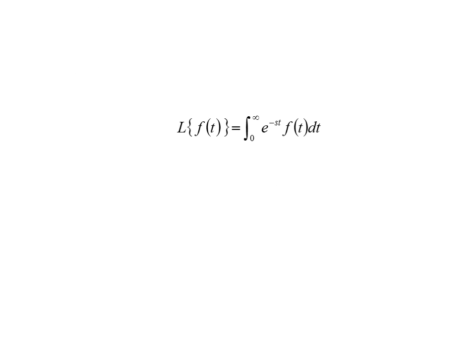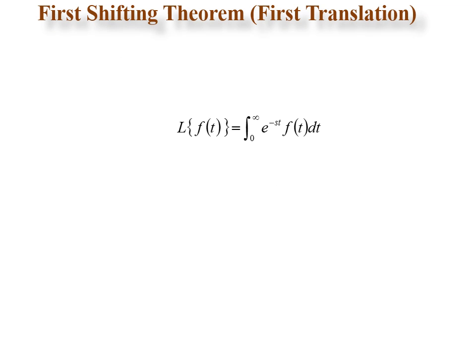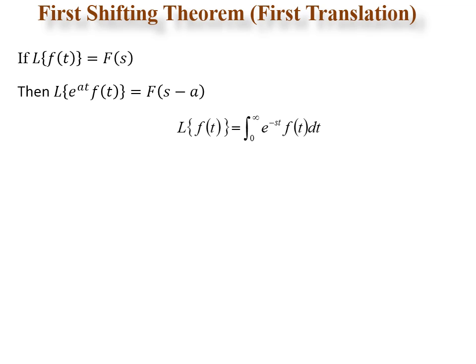Now in this section we will see another property of the Laplace transformation, that is the first shifting property. It is defined as: if the Laplace transform of f(t) is F(s), then when we multiply f(t) by e to the power at, it shifts s by minus a. So the Laplace transform of e to the power at f(t) is what? F of s minus a.